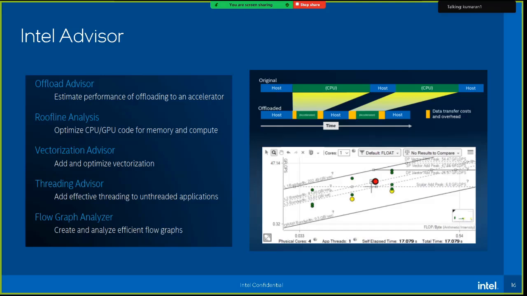So, and this will also give you, if you look at the left hand side, the vectorization advisor. It will tell you which particular piece of code can be vectorized. It gives you a threading advisor also, to add effective threading to unthreaded applications. So it will tell you that you can add this many threads to run this particular piece of code, so as to run your workload even more effectively. So this Intel Advisor is really very powerful to guide you for application optimization.